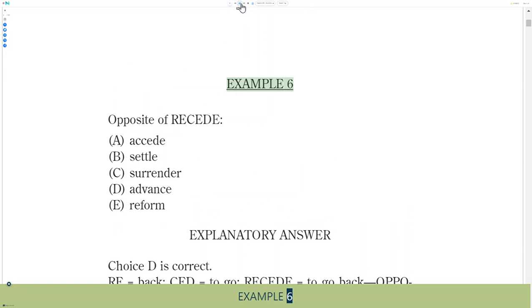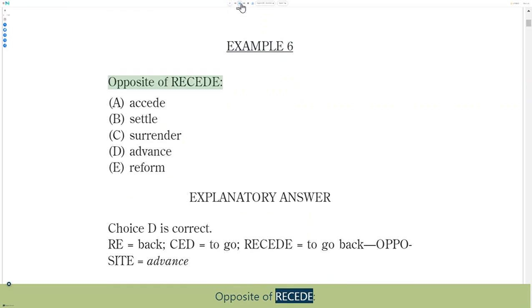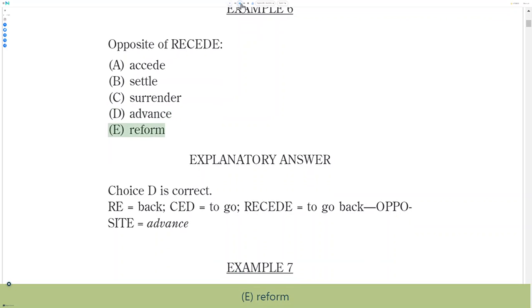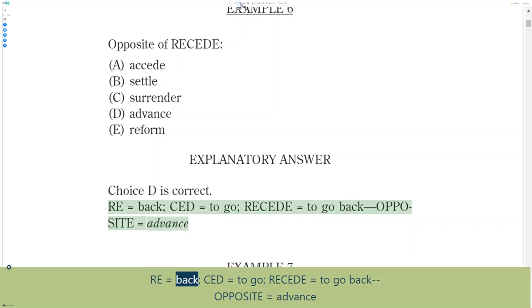Example 6. Opposite of recede. A. Accede. B. Settle. C. Surrender. D. Advance. E. Reform. Explanatory answer. Choice D is correct. Re equals back, sed equals to go, recede equals to go back, opposite equals advance.